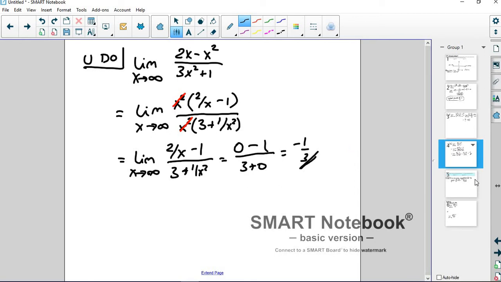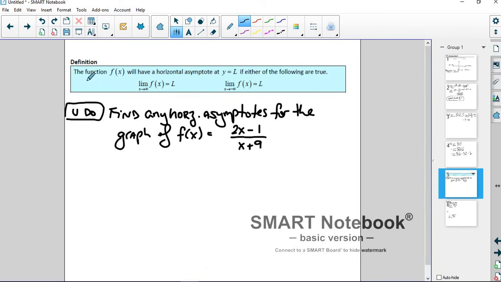And just like infinite limits gave us information about vertical asymptotes, a function will have a horizontal asymptote if you have a limit to infinity from either side. Limit as x goes to infinity or limit as x goes to negative infinity, you'll get an asymptote of y equals L if L is your limit. So you do this one. Find any horizontal asymptotes for the graph of f of x equals 2x minus 1 over x plus 9.